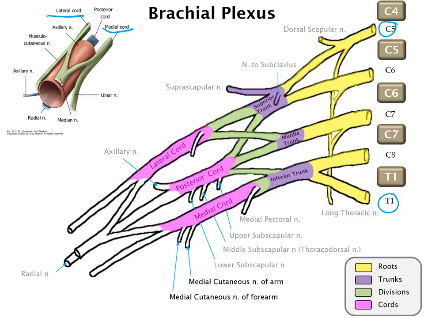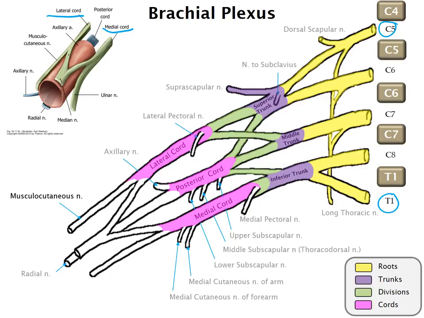The lateral pectoral nerve, which innervates the pectoralis major muscle, arises from the lateral cord of the brachial plexus. The remaining three nerves are considered to be the terminal branches of the lateral and medial cords. The musculocutaneous nerve innervates the flexor compartment of the arm, and after it innervates those muscles in the flexor compartment of the arm, it continues on as the lateral cutaneous nerve of the forearm. You'll see a better example of this in just a moment.